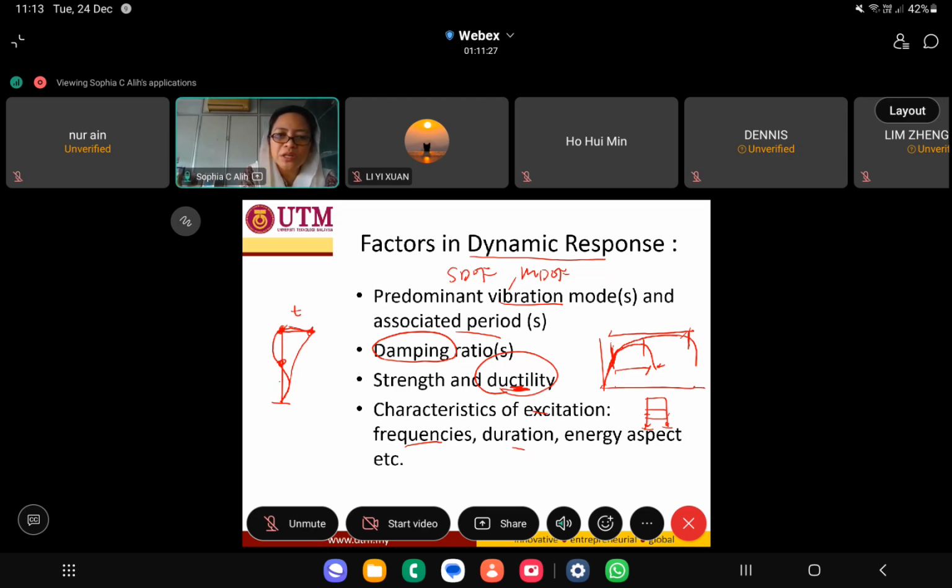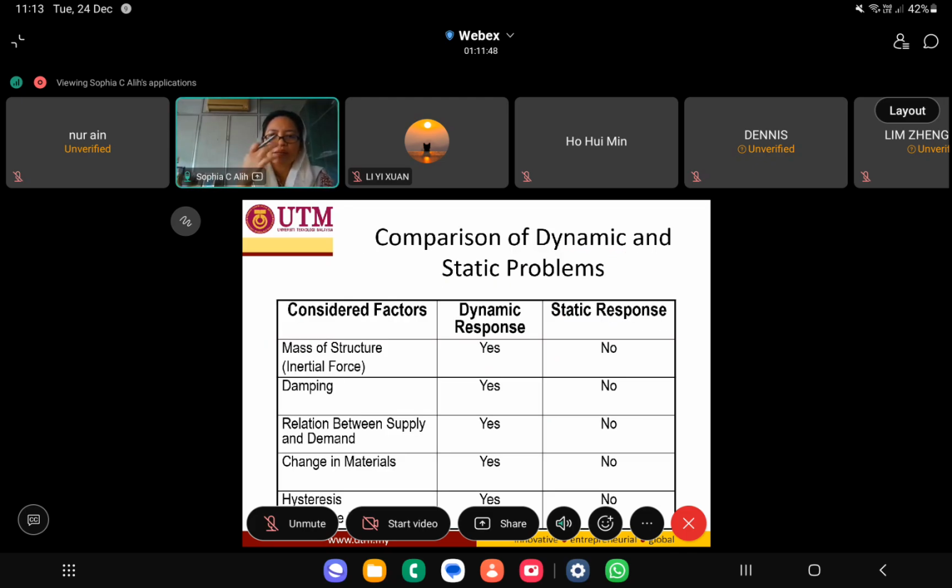And you have 3 vibration modes, and you also have 3 associated periods, and this is also related to your mass. So these are the factors that you need to understand when you are dealing with dynamic response, and the comparison between static and dynamic.